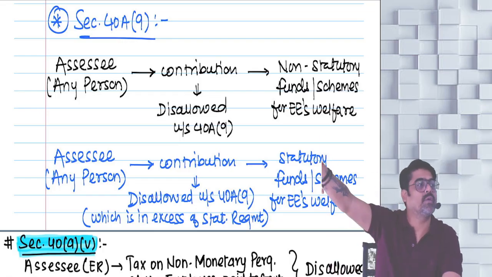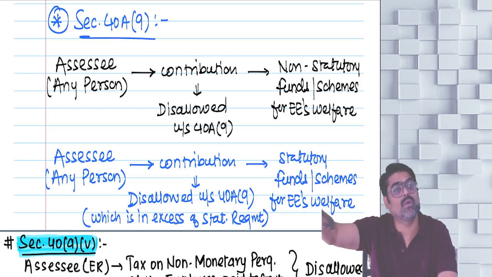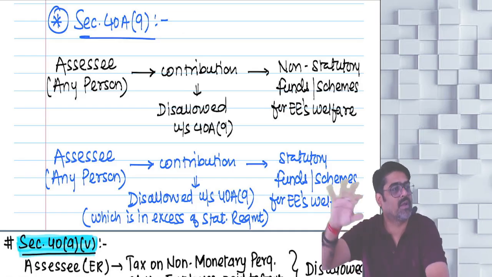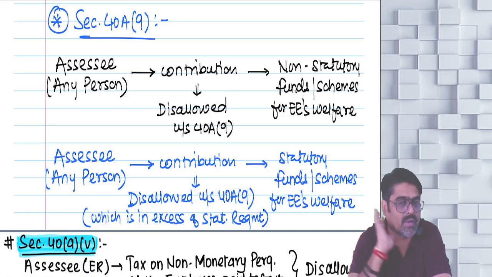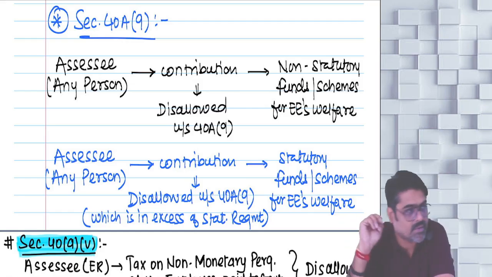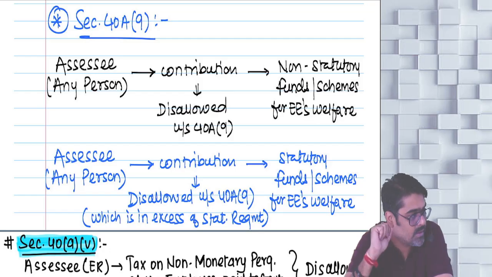Later on, when you actually spend money for your employees out of this fund, at that time you will take the deduction. Just the way it was disallowed for unapproved gratuity fund, for this also we are going to disallow. But we are going to disallow under section 40A subsection 9. Will you remember this?